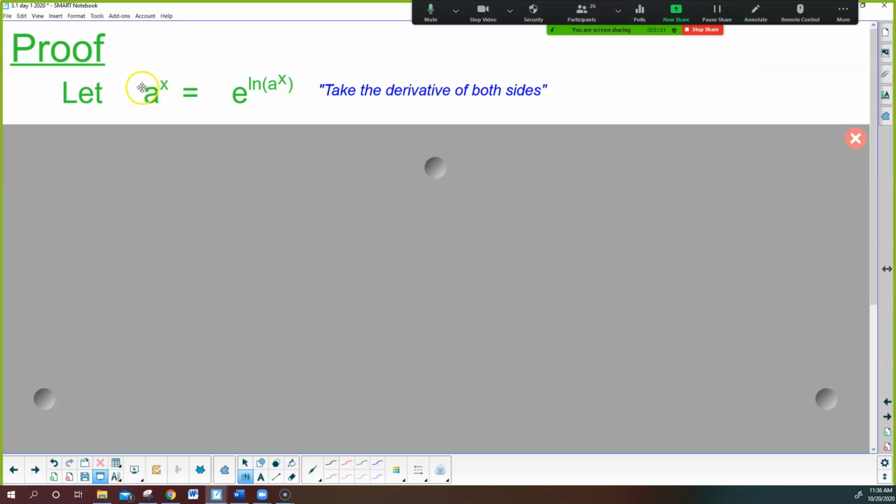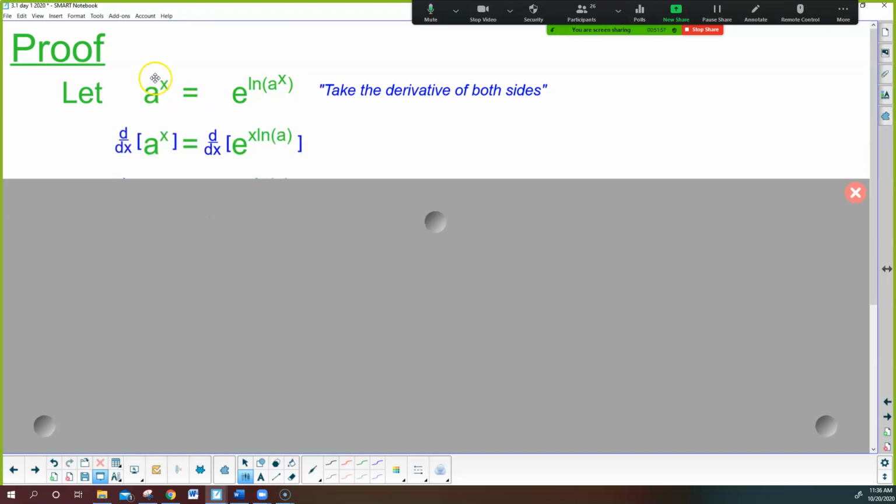So hopefully you see a to the x is, what if I have a number? Like I could say 3 to the power of x. And how do I take the derivative of that? Well, to do that, we can do an algebraic proof. What if I raise this same thing to e to the ln? Well, don't those cancel out? E and L go away. So hopefully you can see that the right side is really equivalent to the left side.